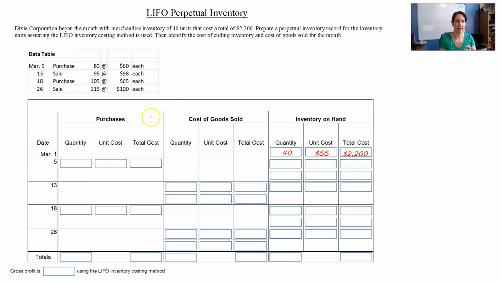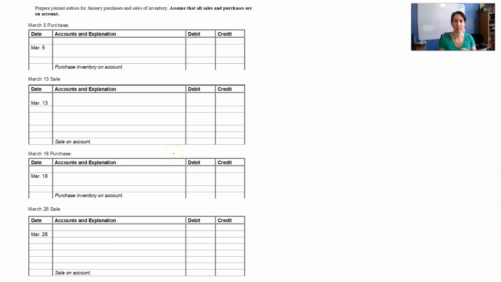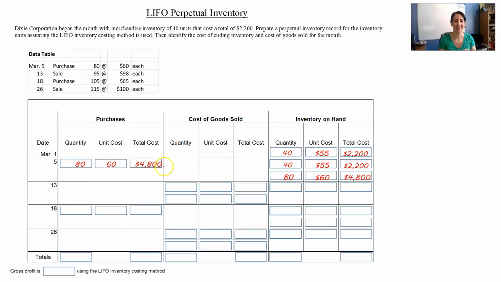Now I'm going to buy another 80 at $60. And now I've got two layers, 40 at $55 and 80 at $60. All right. Important to keep the layers straight and to keep them in order, oldest to newest. All right. On the 13th, I'm going to sell 95 of them. Oh, I take it back. We're going to do the journal entry first. All right, so we're going to record the purchase of inventory and record the account payable. Okay, now let's go back to the grid.